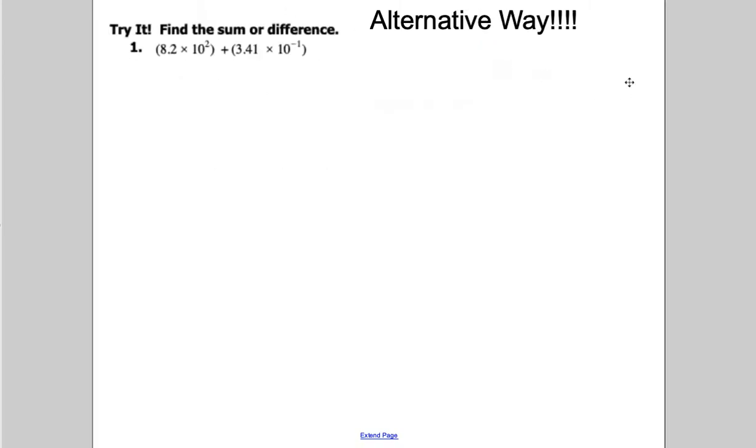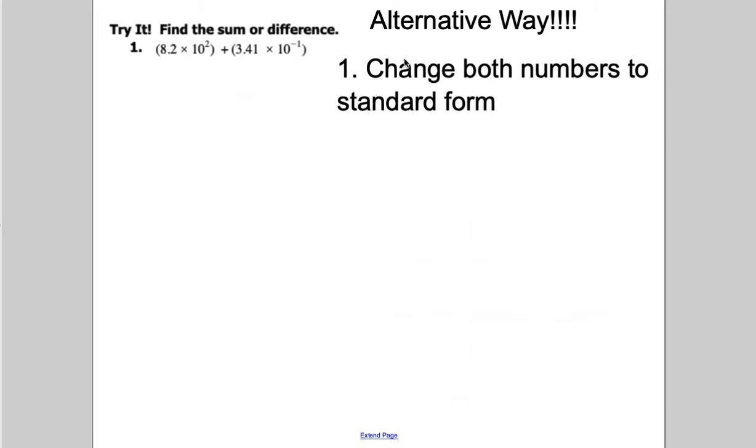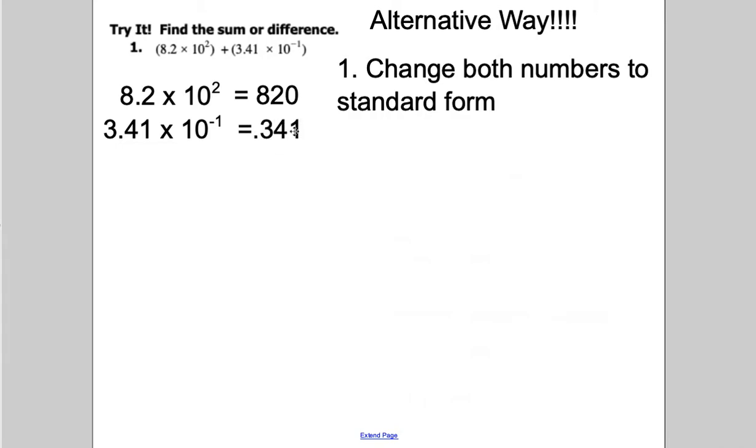There's an alternative way to do this problem. That is a lot to remember, going back and changing exponents. It might be easier for many of you, or for all of you, to just change both numbers to standard form right away. What does that mean? That means solve 8.2 times 10 to the 2 by moving the decimal point over 2 places. Okay, that gives you 820. And solve 3.41 times 10 to the -1, that moves the decimal point 1 place over to the left.